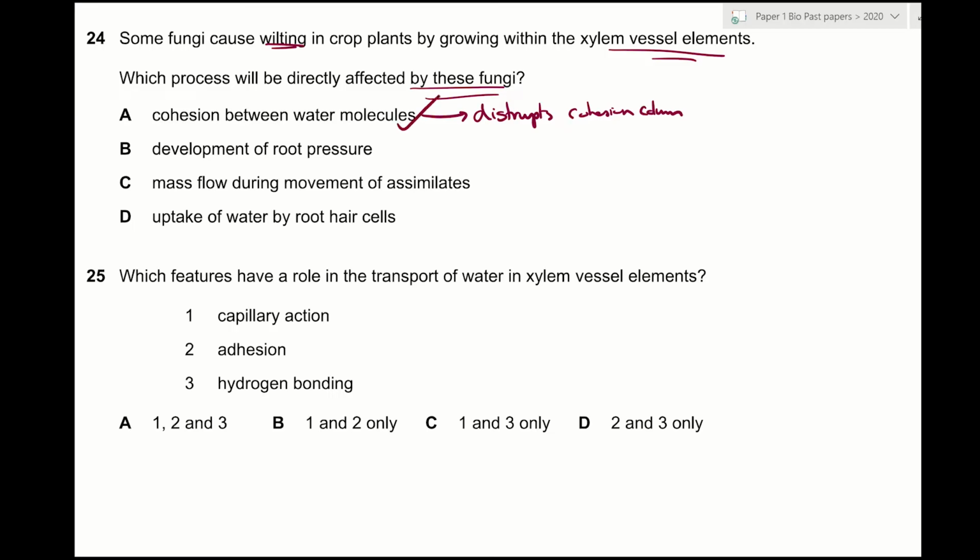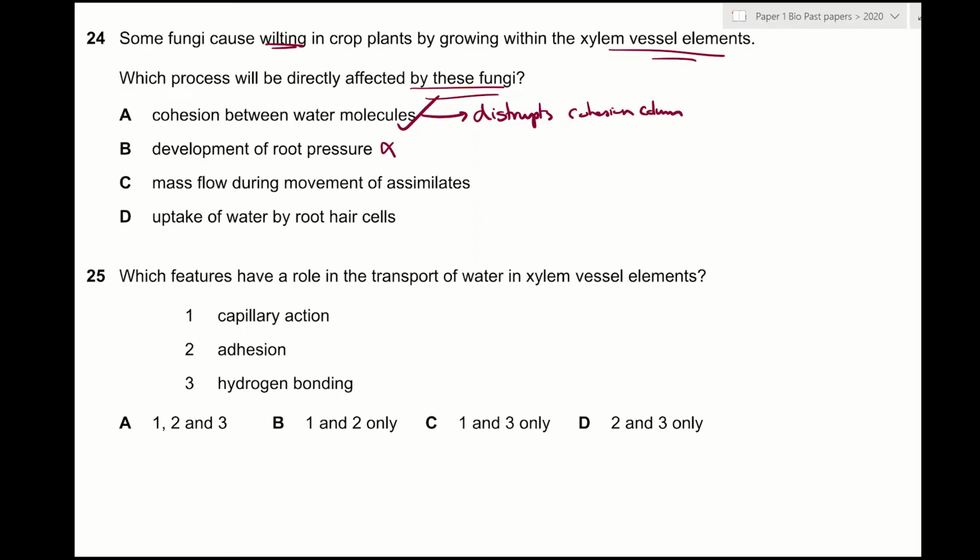So it is directly affected by the fungi. B, development of root pressure. Root pressure is only affected indirectly. The reason for this is that root pressure solely depends on the concentration of solute in root hair cells. So therefore this is incorrect.